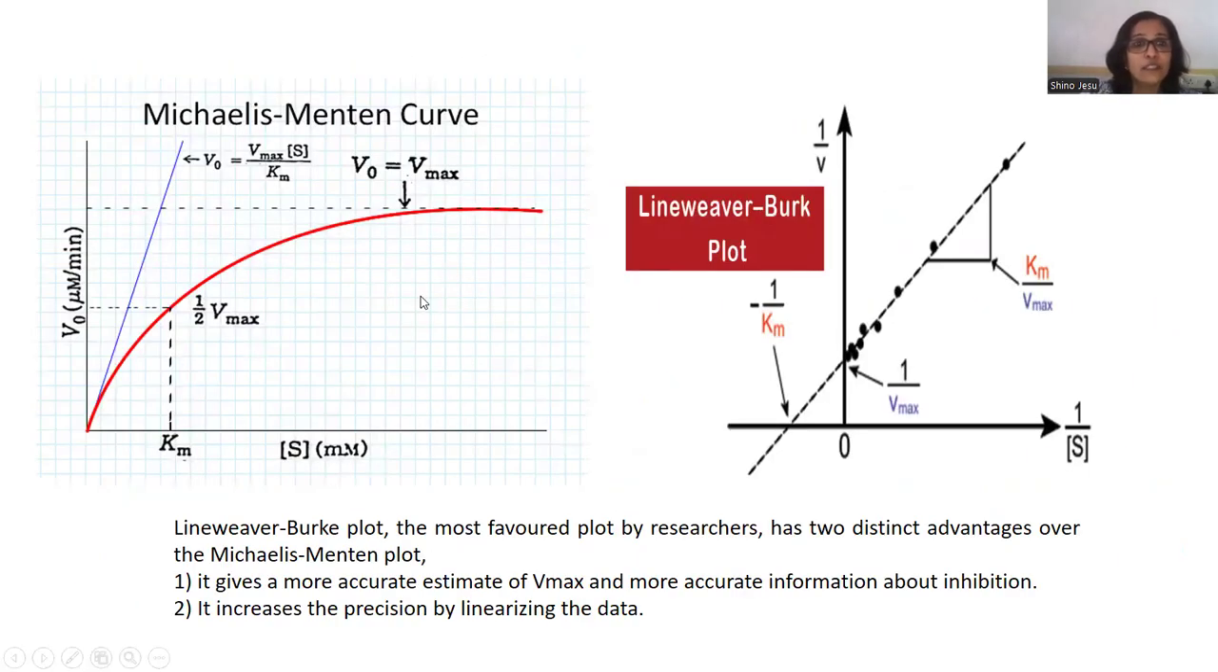So the Michaelis-Menten plot we can see here. On the right side you can see the Lineweaver-Burk plot, and the most favored plot by researchers is the LB plot, and it has two distinct advantages over the Michaelis-Menten plot. The first one is it gives a more accurate estimation of Vmax and more accurate information about inhibitions, and it increases the precision by linearizing the data.